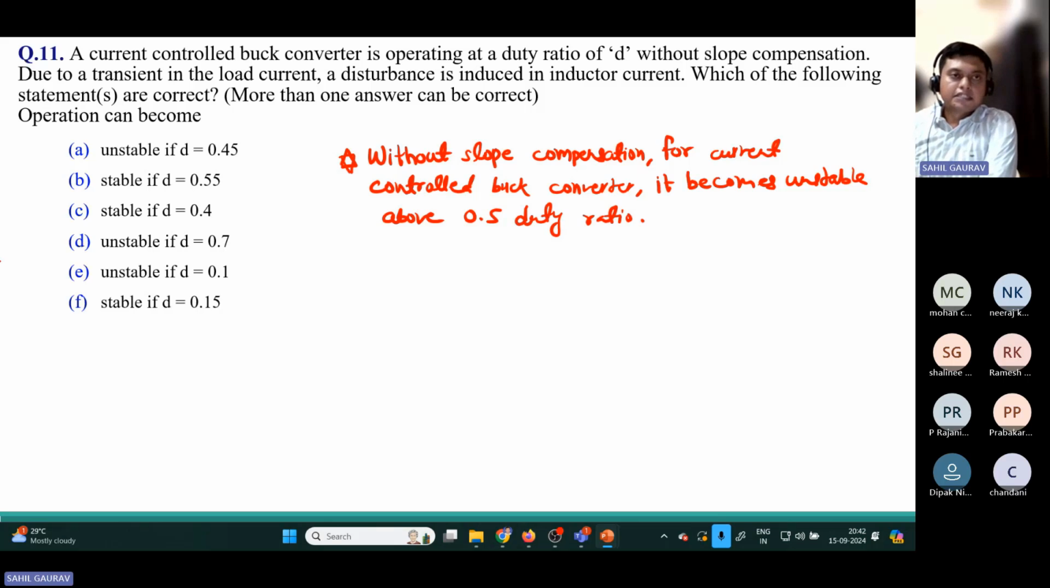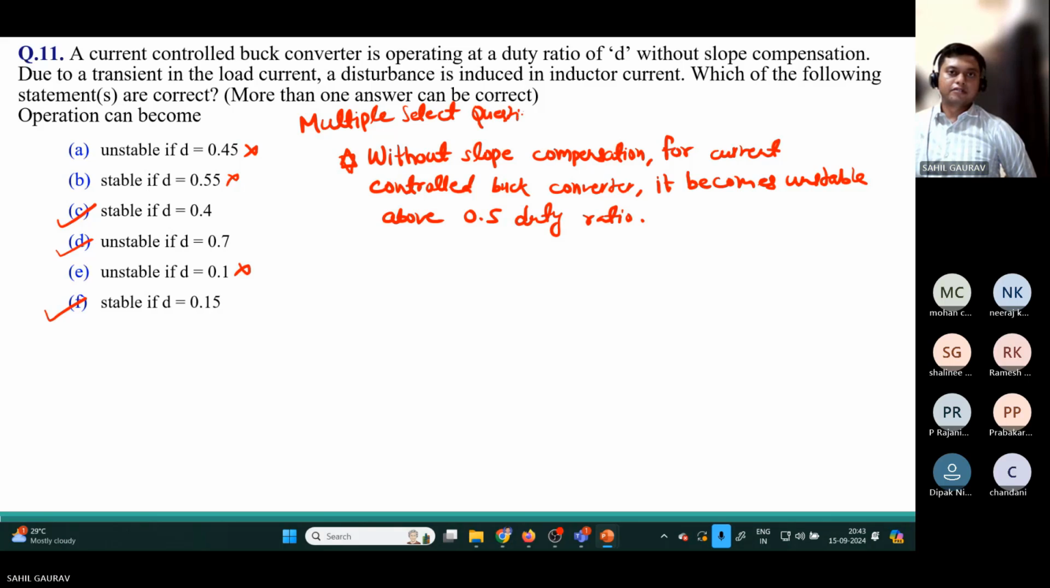So the first one, unstable if duty ratio is 0.5, is incorrect. Stable if duty ratio is greater than 0.5, it is incorrect. Stable if duty ratio is 0.4, it is correct. Unstable if duty ratio is 0.7, it is correct. Unstable if duty ratio is 0.1, it is incorrect. Unstable if duty ratio is 0.15. So it is a multiple select question, more than one option is correct. So the options are C, D, and F.